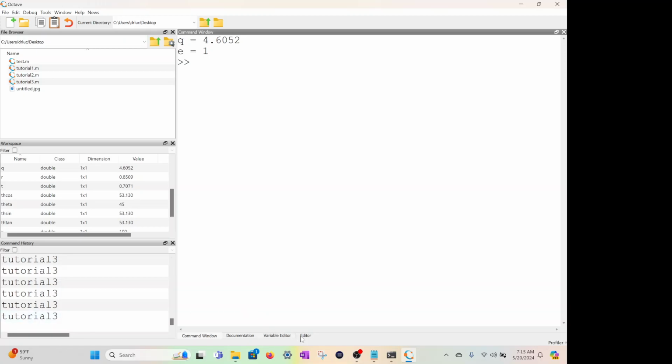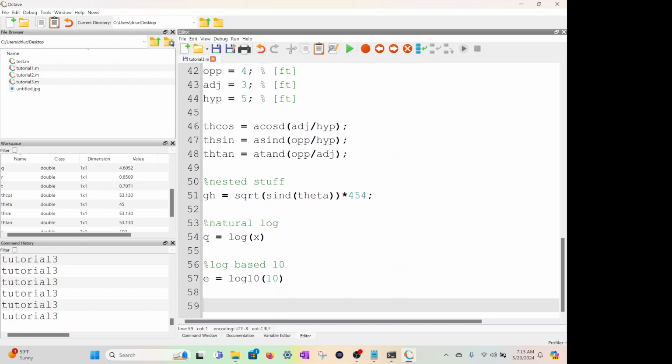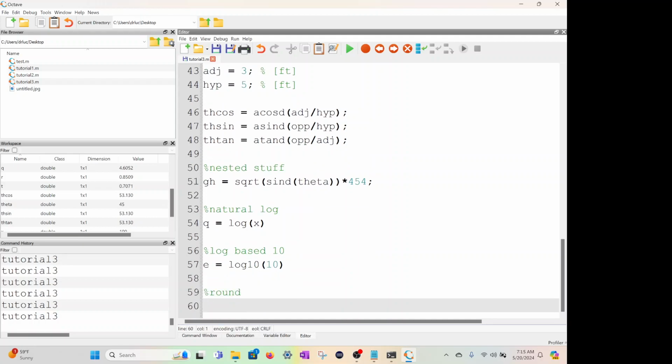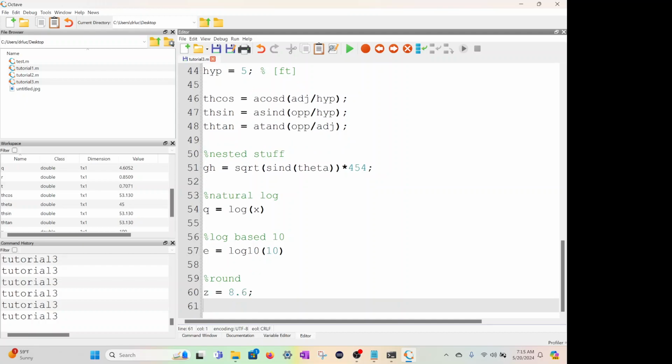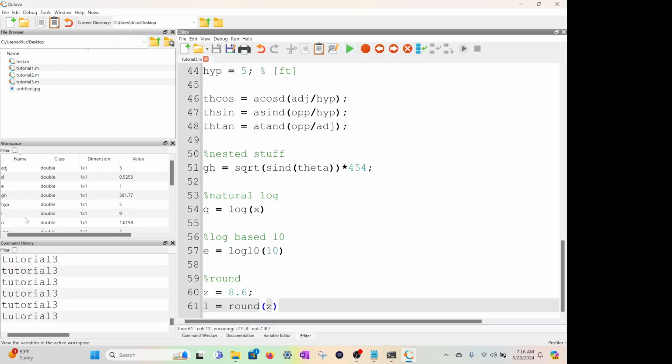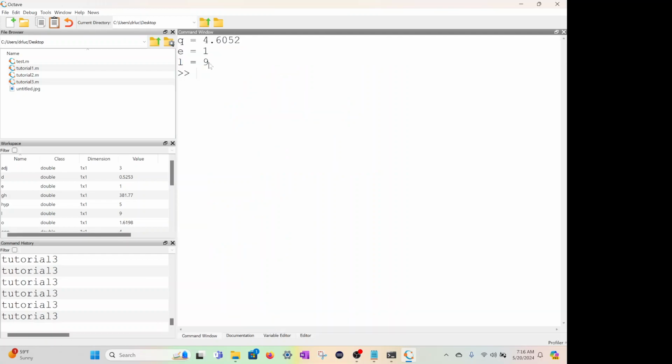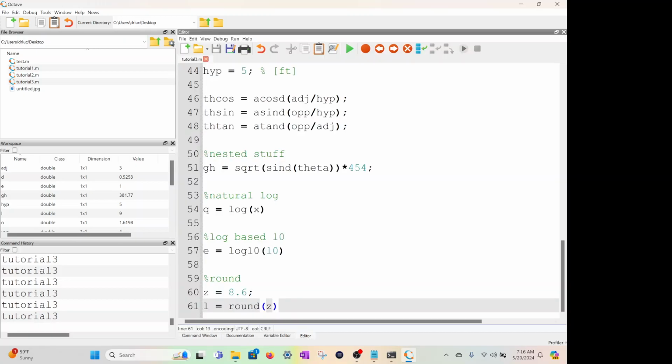Okay, cool. Let's keep going. You could also round. So rounding, say Z is 8.6, and we'll say L is round of Z. Let's run this. I ran it, and I'm just going to look over here. So L, you get 9. Okay, I'll also go to my command window. So when you round it, it will round up. Put semicolons back in there.